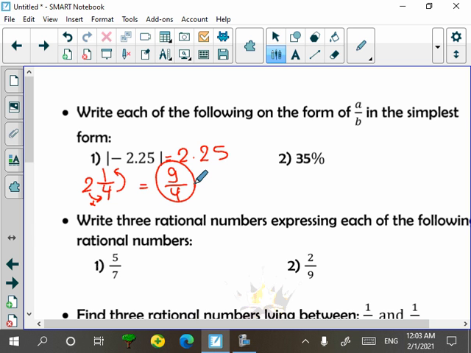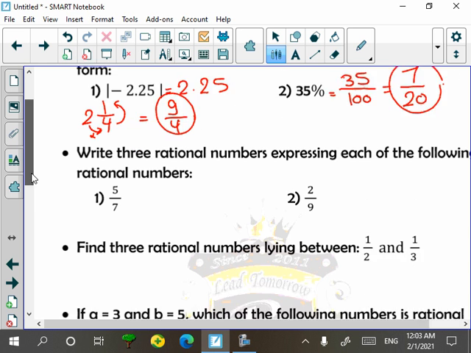Number 2, 35%. 35% equals 35 divided by 100. By dividing the numerator and denominator by 5, it will be 7 over 20. Then the answer will be 7 over 20.